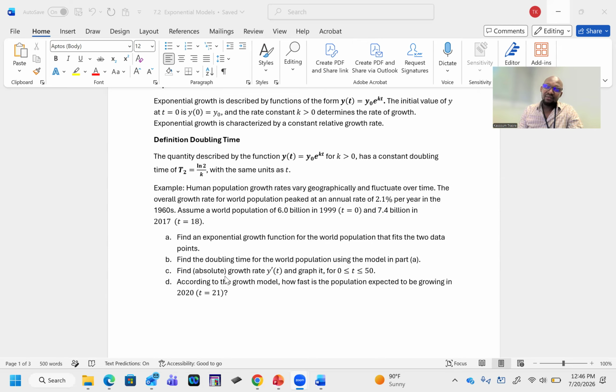And C, find the absolute growth rate, which is y prime of t, and graph it for 0 less than or equal to t less than or equal to 50. According to the growth model, how fast is the population expected to be growing in 2021? Okay, let's go and start.